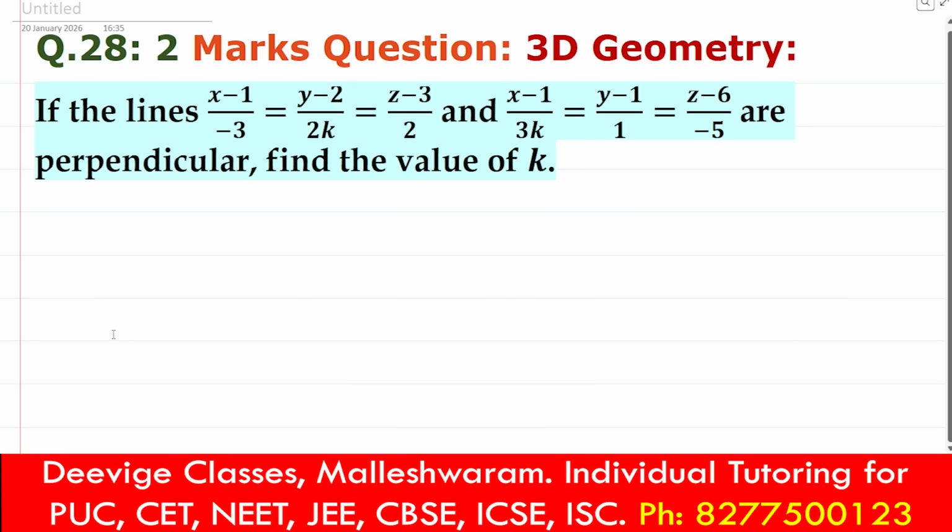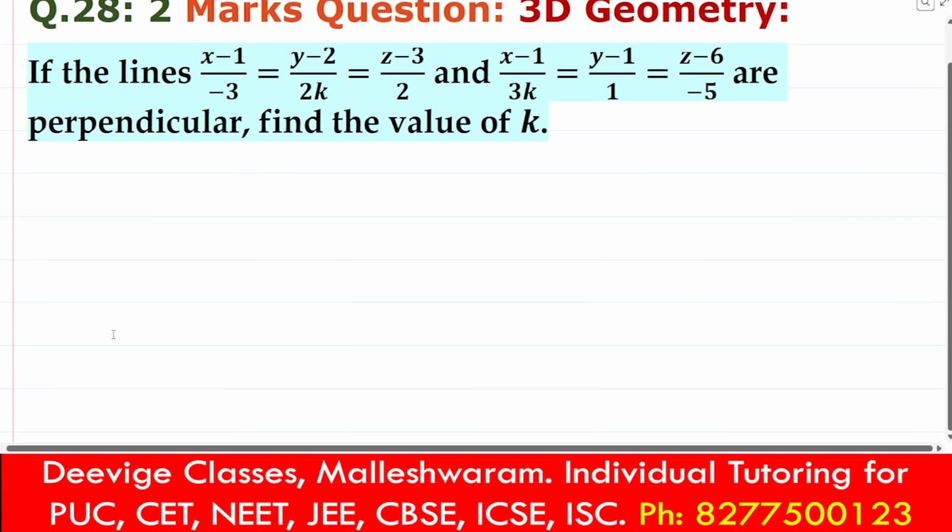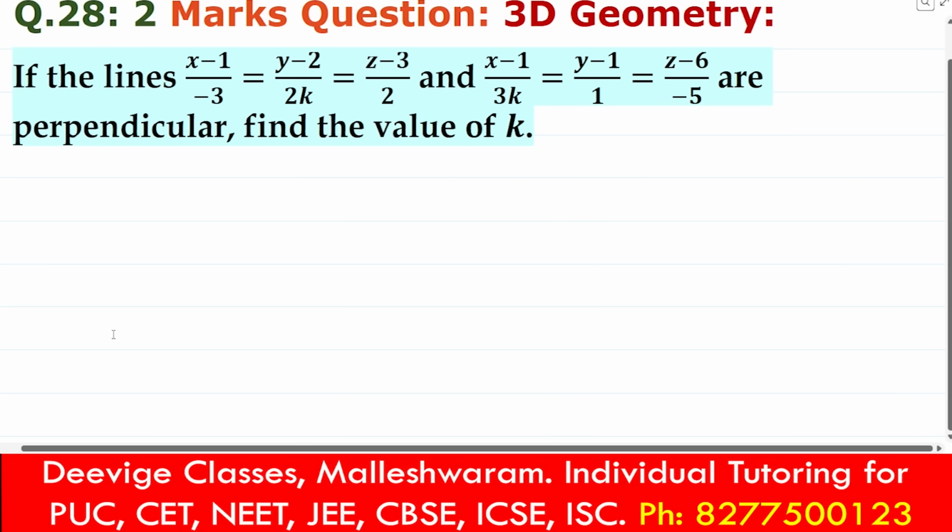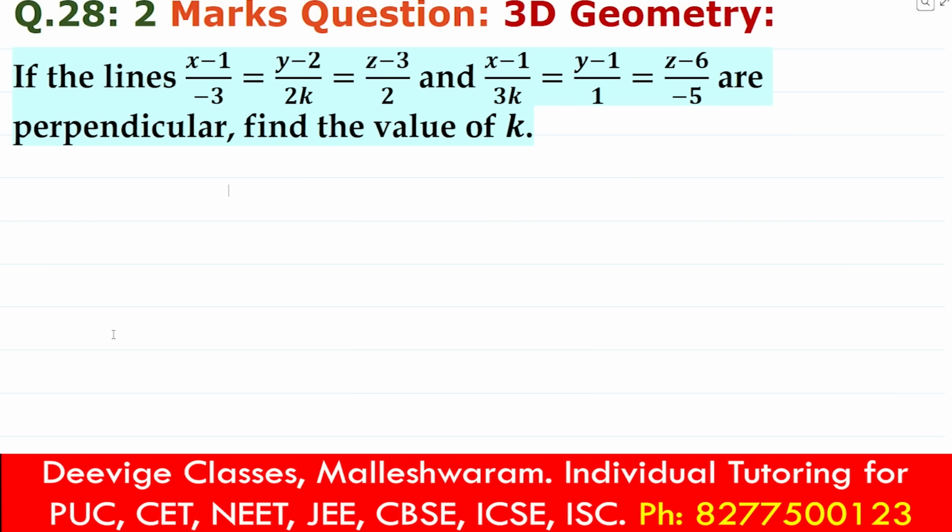Next question: if the lines (x minus 1)/(minus 3) = (y minus 2)/(2k) = (z minus 3)/2, and (x minus 1)/(3k) = (y minus 1)/1 = (z minus 6)/(minus 5) are perpendicular, find the value of k. Perpendicular is nothing but what? If the two lines are perpendicular, the angle between these two lines will be 90 degrees.